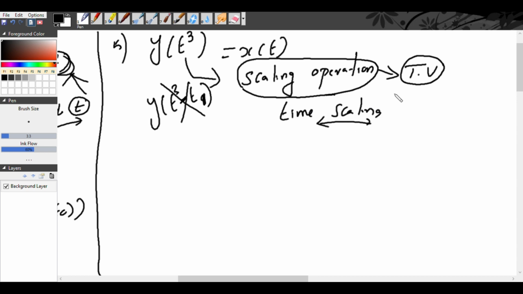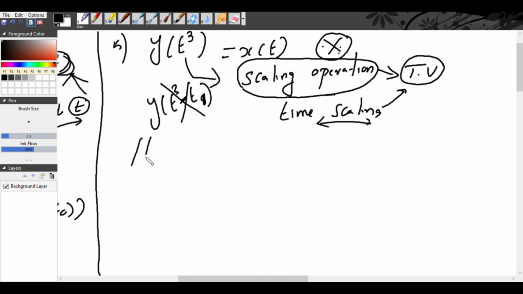So that is the reason I am using this particular thing. If it has a delay, that is different. That kind of question is different. Only for scaling operation my tip will work. So from the question itself, since it involves a time scaling operation, I can conclude this particular thing as time variant.